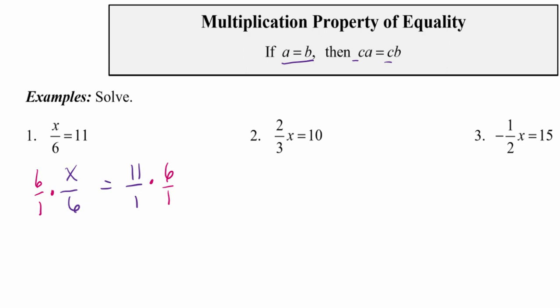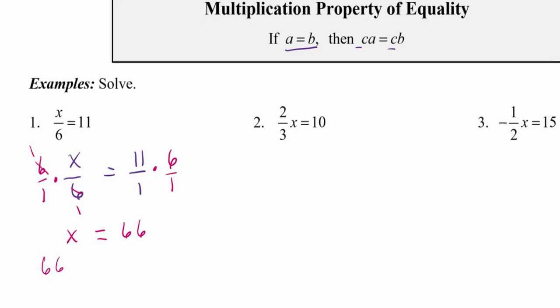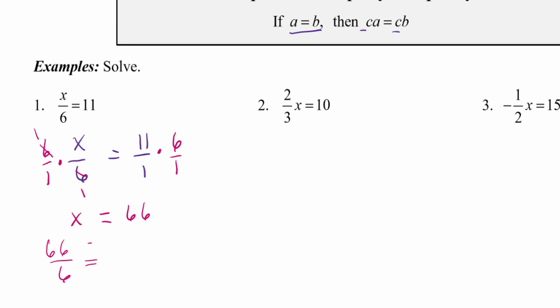Okay? And so then what happens? Well, on the left-hand side, we get 1x. That was the goal. Our goal was to get x by itself. And on the right-hand side, we get 66. And so we can check that pretty easily in our heads, right? It says 66 divided by 6, does that equal 11? Well, yes, it does. So 66 is our solution.